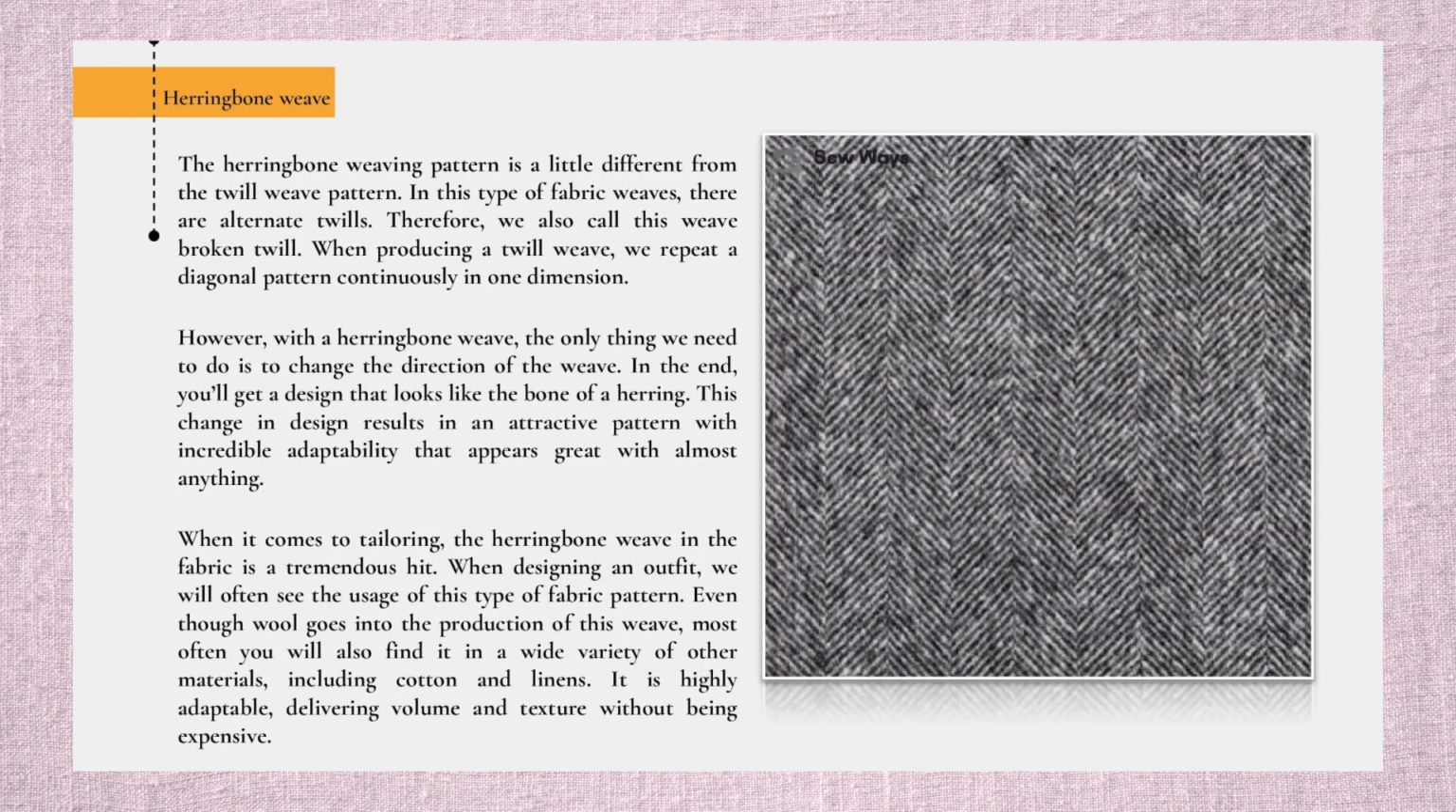Herringbone weave. The herringbone weaving pattern is a little different from the twill weave pattern. In this type of fabric weave, there are alternating twills. Therefore, we also call this weave broken twill.